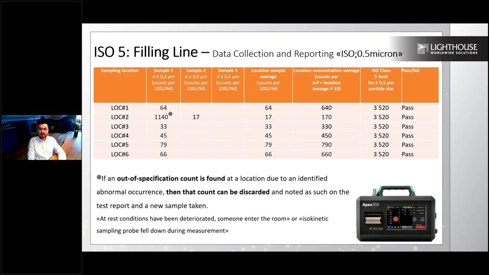Let's take a look at it. First, we will be starting with ISO 0.5 micron. Now I'm taking samples. My customer says, please take one sample in each location. But as you can see, in location number 2, I have a huge difference with 1140, and I have a note on my description. I said, at rest conditions have been deteriorated, someone entered the room, or the isokinetic sampling probe fell down during measurement. So there is an identified abnormal occurrence, so I disregard this measurement. I take another one, I take the average, multiply this average with my particle counter multiplier, and I found this number and consider this as a limit, 3520. Since I have less than this number, all these locations pass.